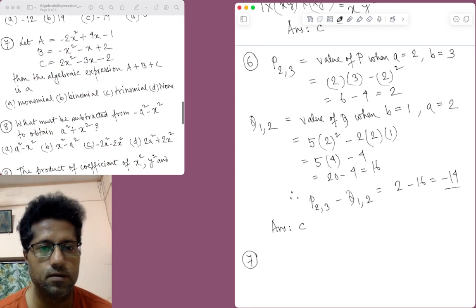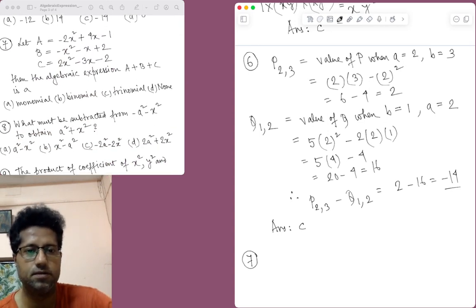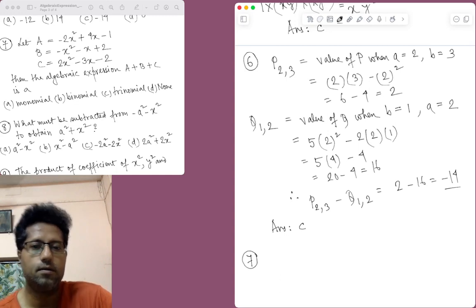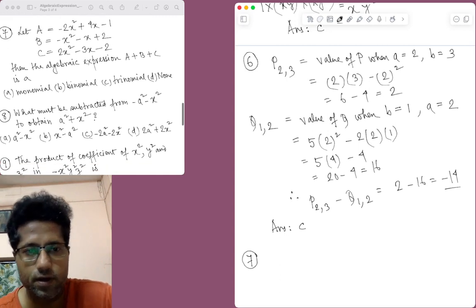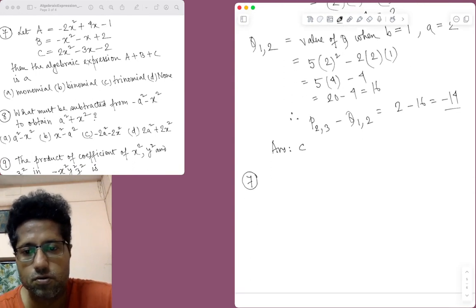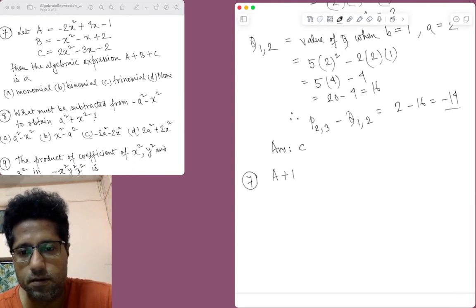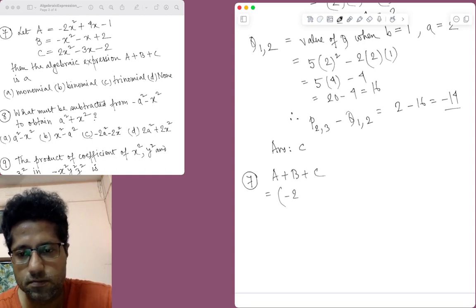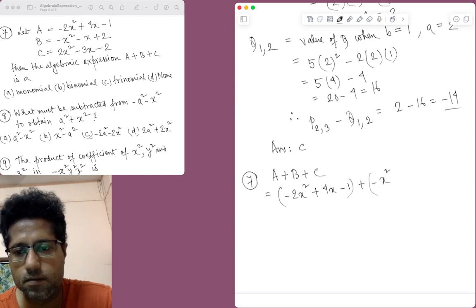Question number 7. Three algebraic expressions are given, A, B and C. Then the algebraic expression A plus B plus C is a: choices are monomial, binomial, trinomial, and D is none. First of all, we have to find what is A plus B plus C. So A plus B plus C equals minus 2x square plus 4x minus 1, plus minus x square minus x plus 2, plus 2x square minus 3x minus 2.